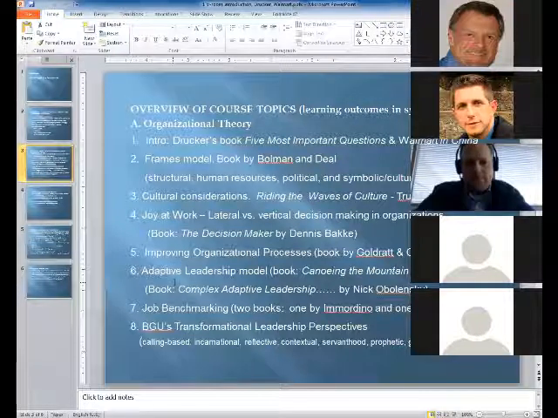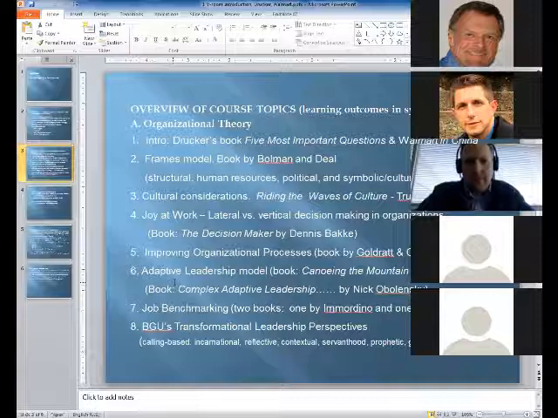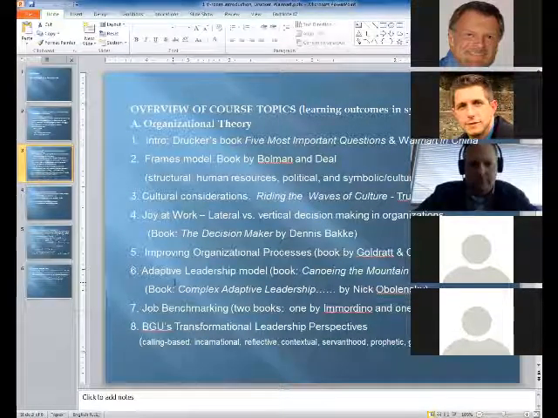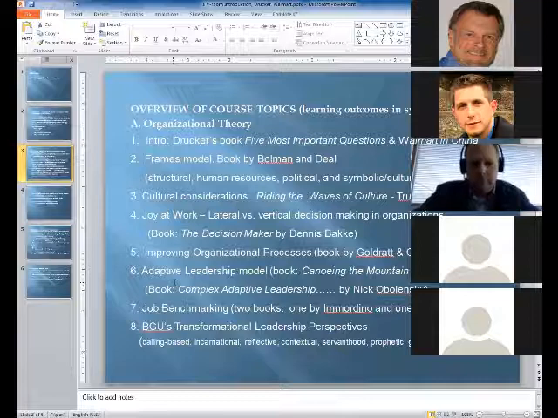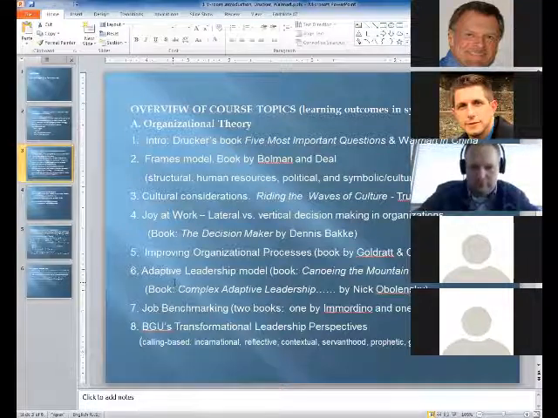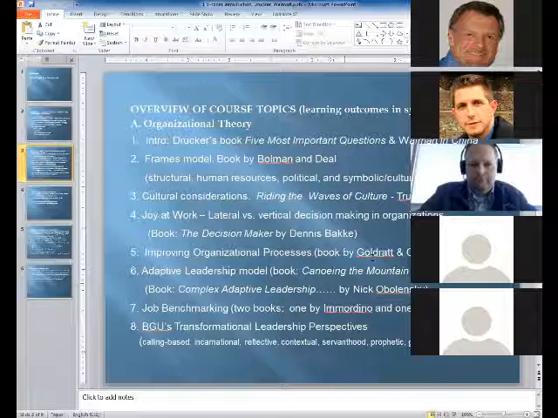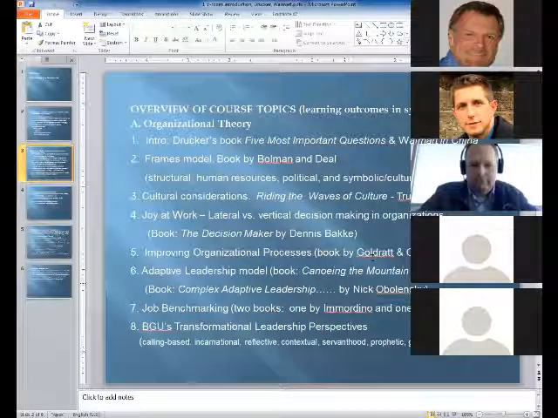Another concept is adaptive leadership. I was using a book before on that, just leadership that's needing to adapt to the particular context, whatever's going on at a particular time in an organization. Dr. Graves brought in a book called Canoeing the Mountain. Just give us a little synopsis of that book.